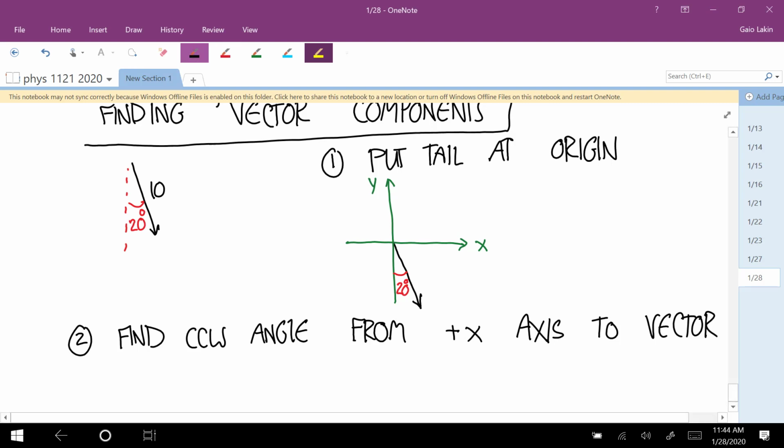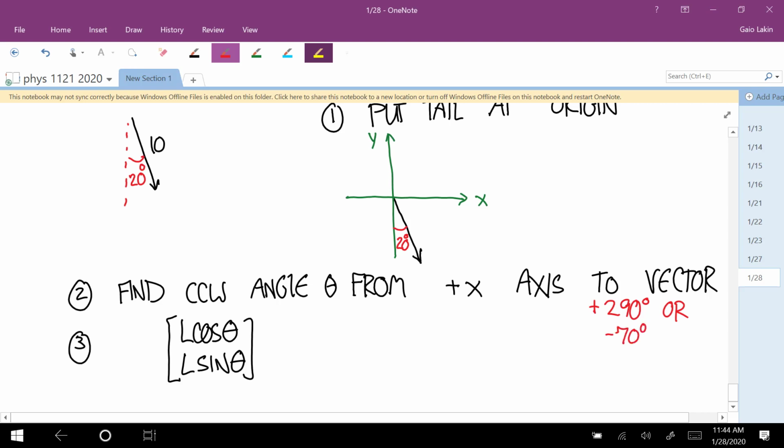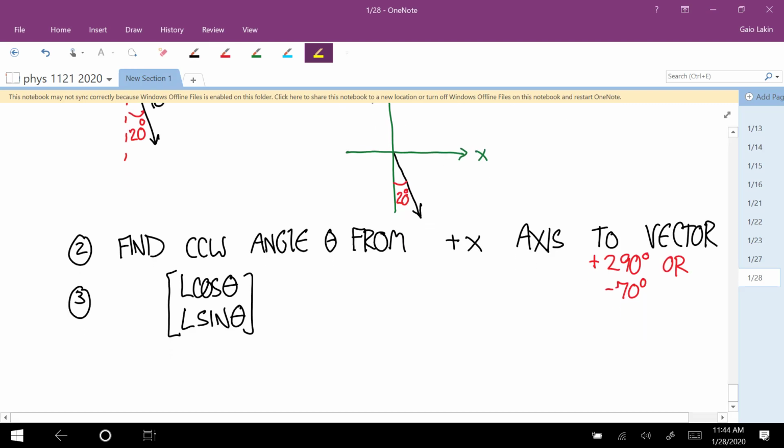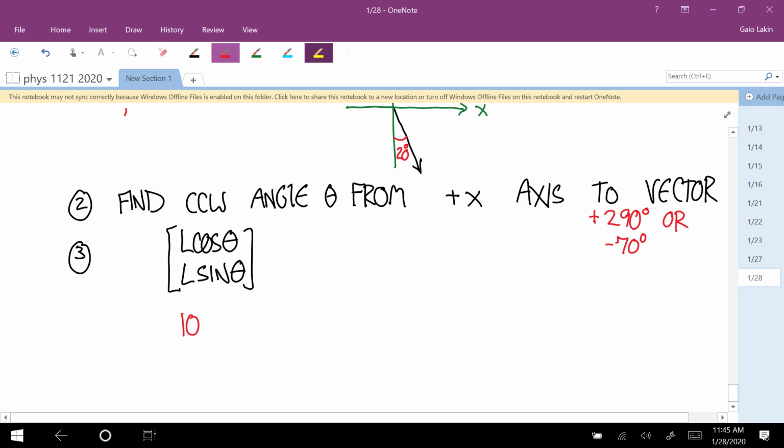And this counterclockwise angle, let's call this theta. And then the vector components are just the length of the vector times the cosine of the angle, and the length of the vector times the sine of the angle. So this angle for this example is positive 290 or negative 70, plus or minus any 360s. And in our case, the length is 10, and we're multiplying 10 times cosine of 290 and 10 times sine of 290.